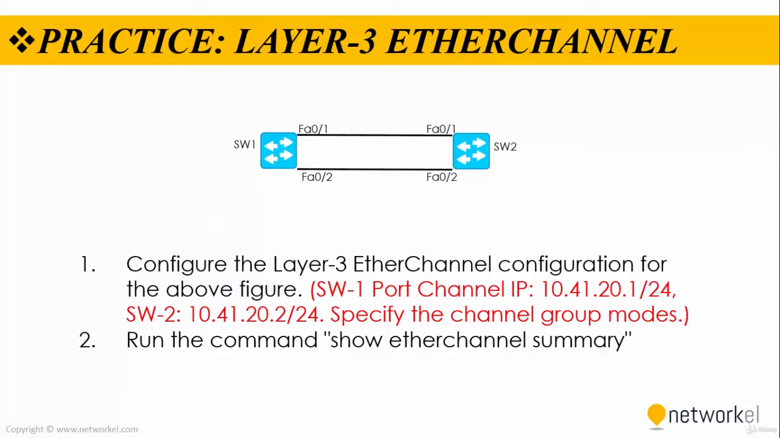And we are gonna use switch 1 port channel IP 20.1, and 20.2 will be for switch 2. And we need to specify the channel group modes. Second, we need to run the command show Etherchannel summary after the layer 3 Etherchannel, and we are gonna see what's going on. Alright, let's start with the first step.